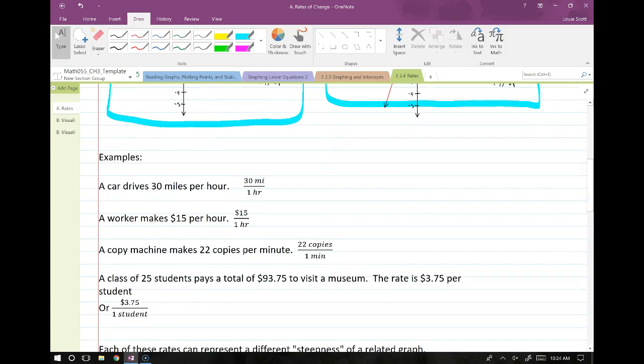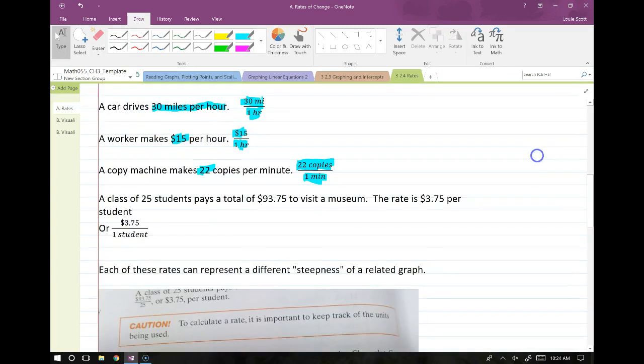What are examples of rates? Probably one of the most common ones is a car driving a certain number of miles per hour, 30 miles per hour, that's a rate. A worker that makes $15 per hour, that's a rate. If you only made $10 per hour, that would be your rate. A copy machine makes 22 copies per minute. You can see the units don't need to be in hours. They just need to be specified. If a class of 25 students pays a total of $93.75 to visit a museum, if you divide 93.75 by 25, you get $3.75 per student.